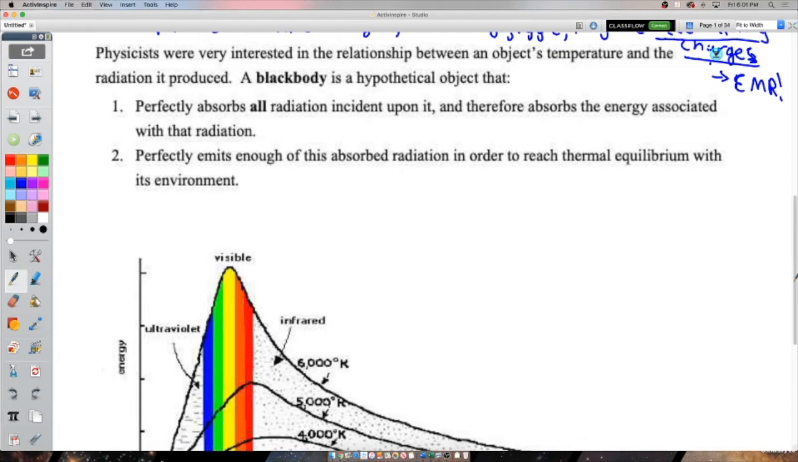And then they become perfect re-emitters. So they perfectly re-emit it all until they reach something called thermal equilibrium, which just means they're the same temperature as their environment, right?